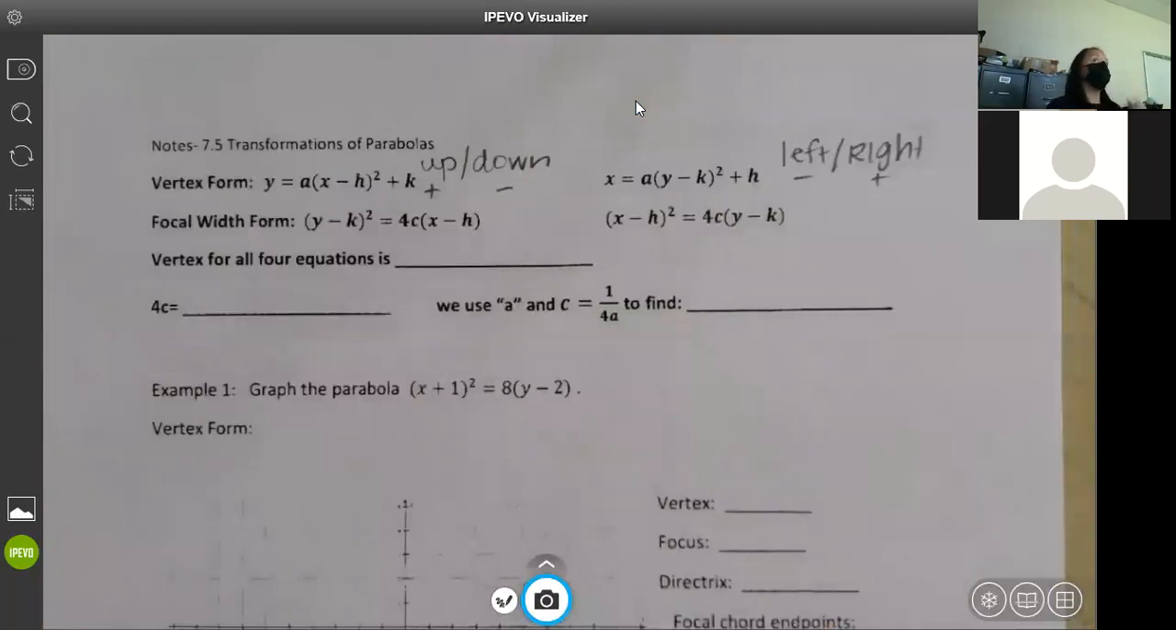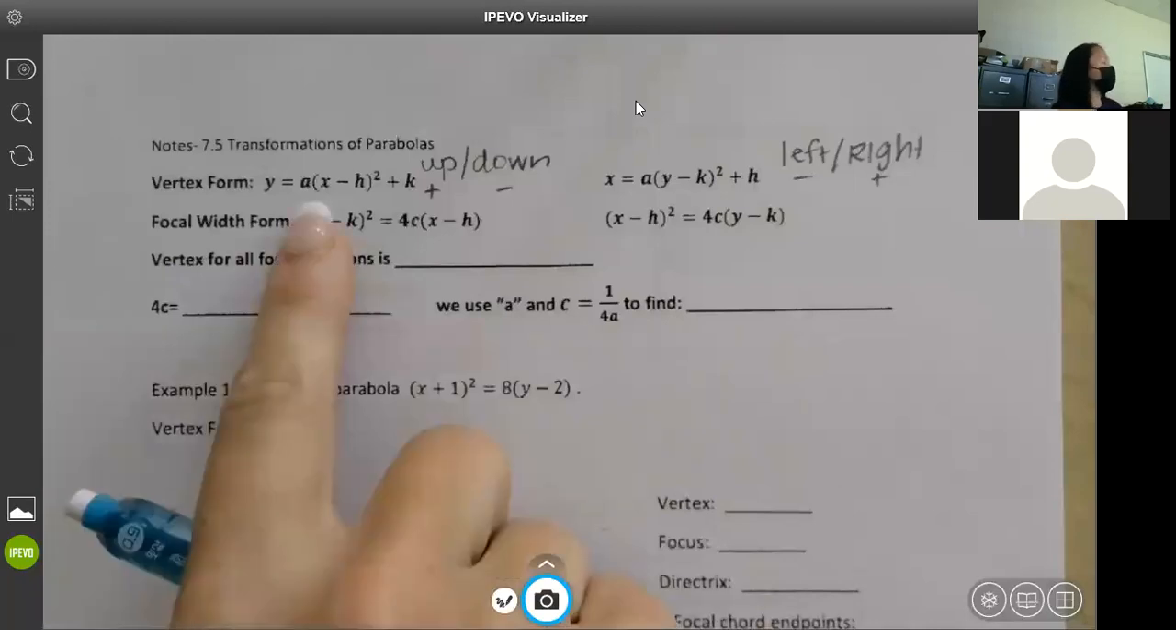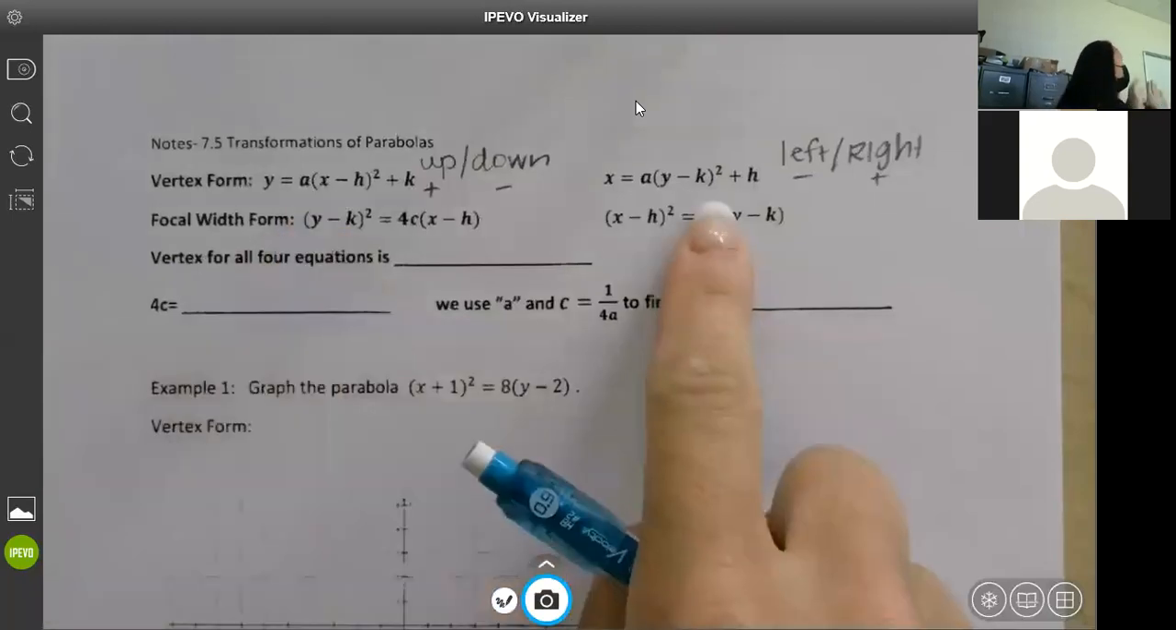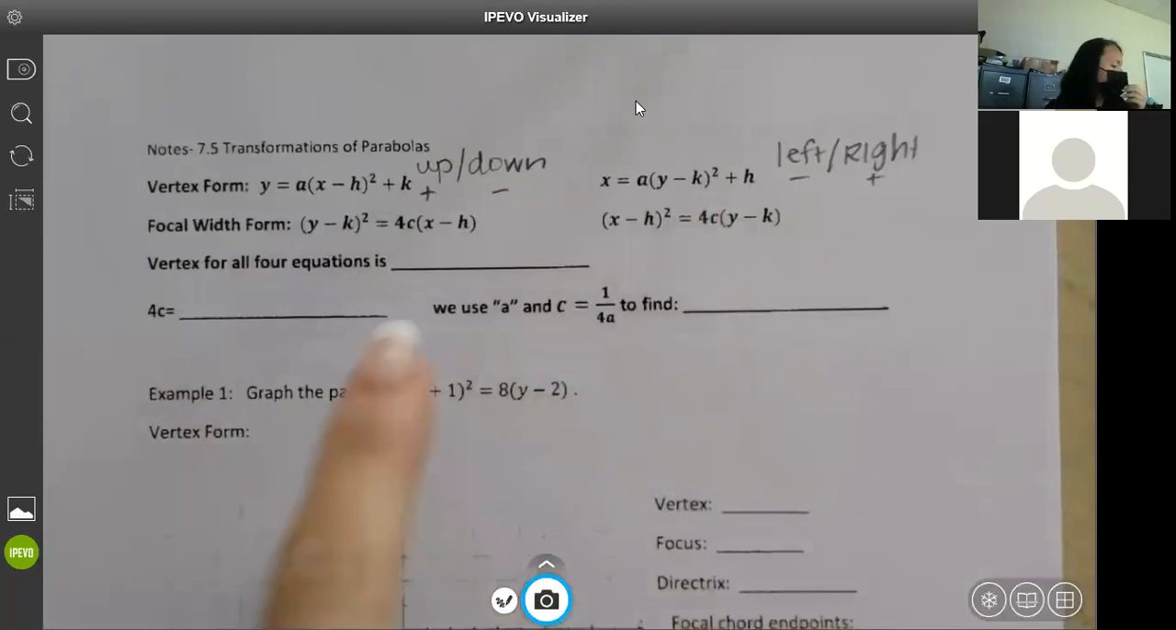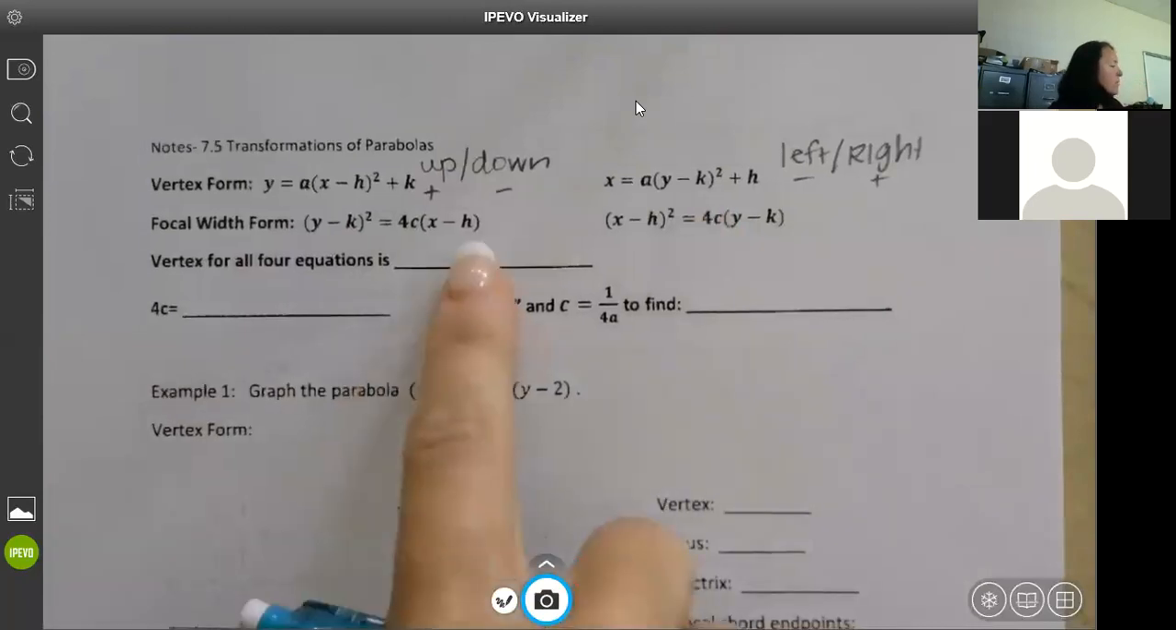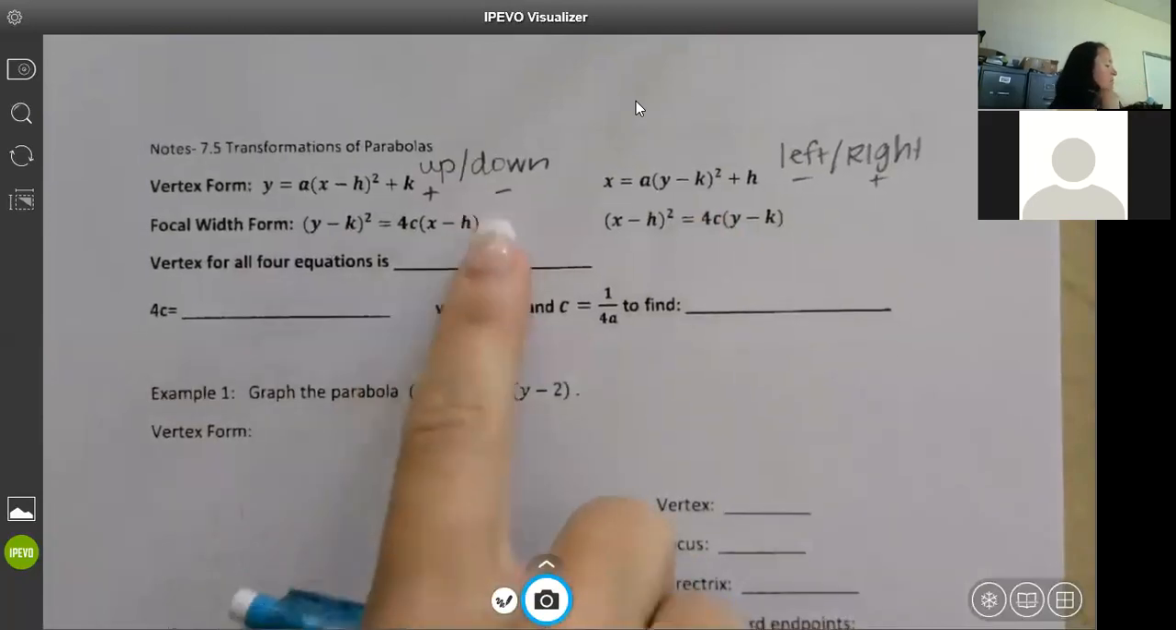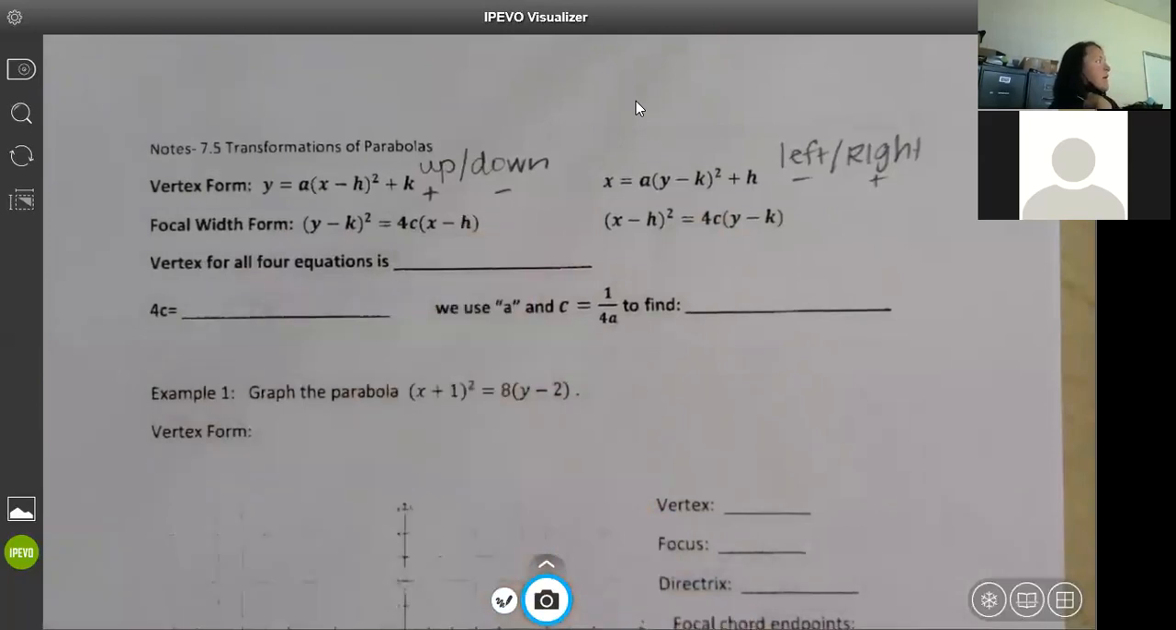So there are two different forms. These two are the same exact equations. Vertex form is what we've been doing, but we've had 0, 0s for the h's and k's. We've already went over that. That's not a new thing. But there's also focal width form right here. I don't really like it, so I don't use it much. Okay, so it's up there, but I don't like it.